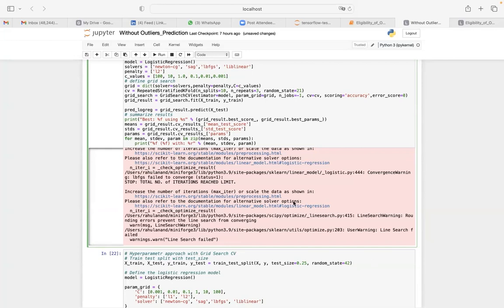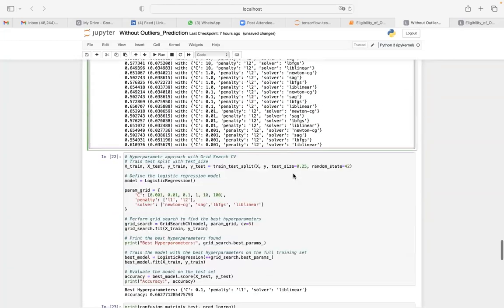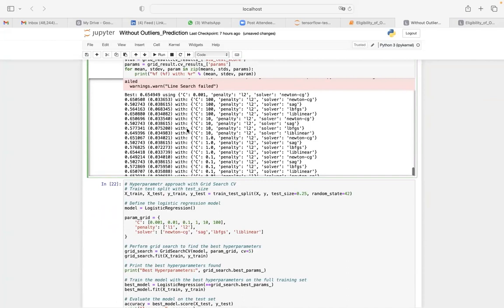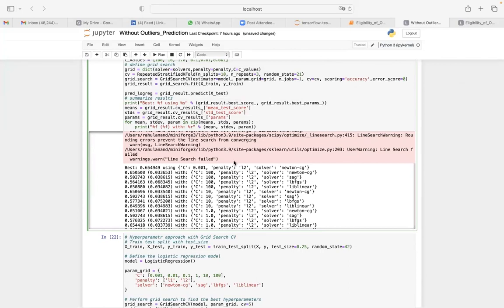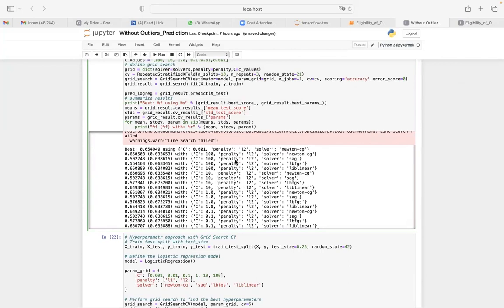Sorry. Yeah, so we'll go at the very bottom. So best is what we are getting is 65.49 in terms of accuracy. Okay. And it is identifying the most important feature. We'll discuss these features in the main section. Okay. This is after removing those outliers. Okay. So 65.49 in terms of accuracy. So it has reduced the accuracy.